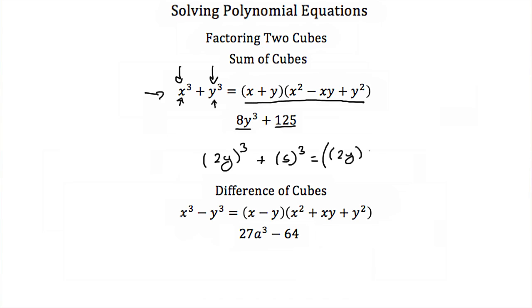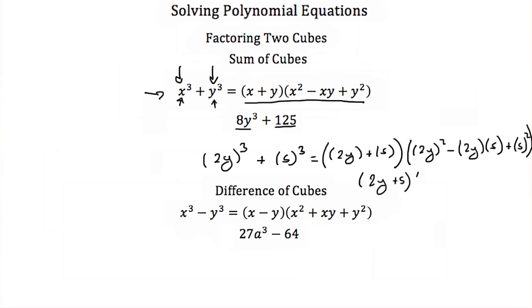So this would factor out to be 2y plus 5, all of that times 2y squared minus 2y times 5 plus 5 squared. Now if we simplify this, this will break down to 2y plus 5 times 4y squared minus 10y plus 25. Now this won't factor any further, so this is our factored equation.